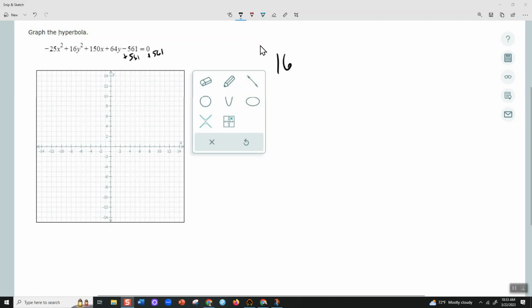Okay. So we've got 16y squared. And then the other y is 64y. And then we've got minus 25x squared plus 150x equals 561. I do have a calculator here if you need it.